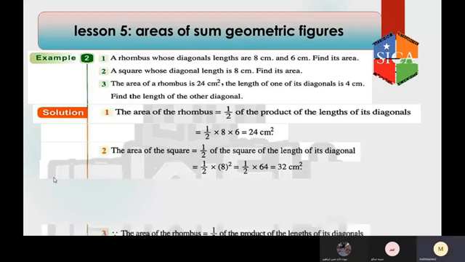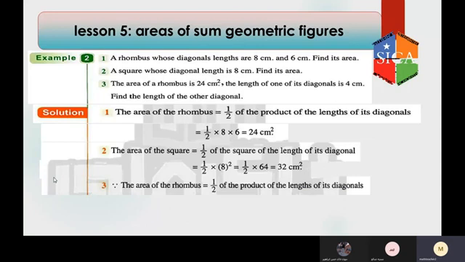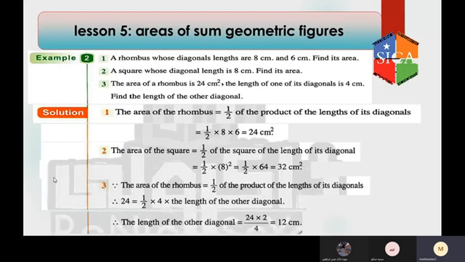Let's see the answer. The area of the rhombus equals half the product of the lengths of its diagonals. Then 24 equals half times 4 times the length of the other diagonal. Then the length of the other diagonal will equal 24 divided by half times 4, which is 2. 24 divided by 2 equals 12. Or 24 times 2 divided by 4 equals 12. This is the length of the other diagonal.